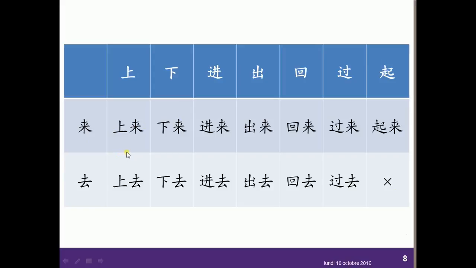Okay, how about I speak English? 我说英语，you speak Chinese. 你说汉语，好。Come up, go up, come down, go down, come in. Get in. Get out. Go out. Come back. Go back. Come over. Go over. Get up. Okay?